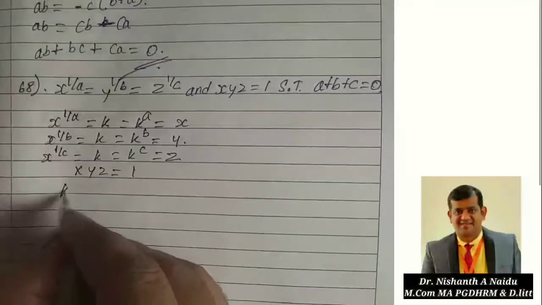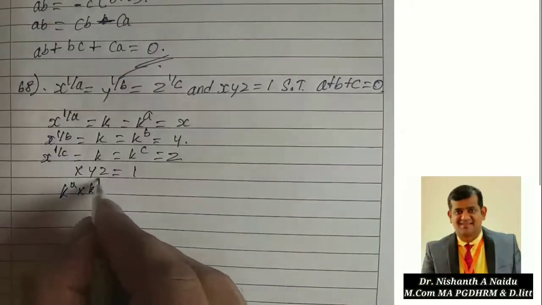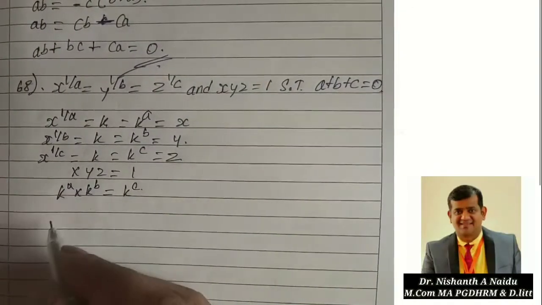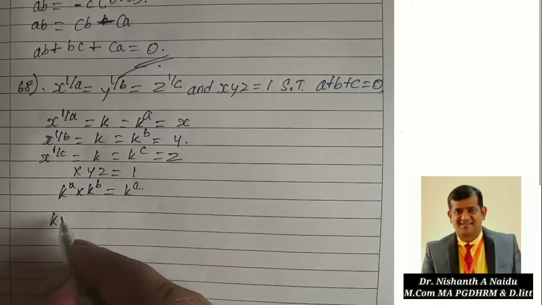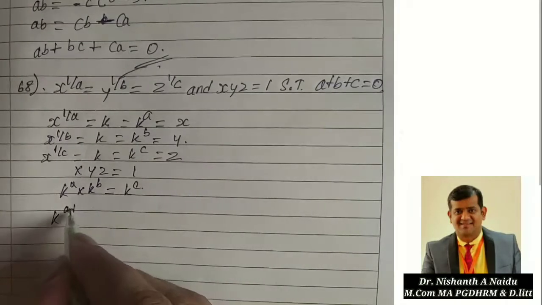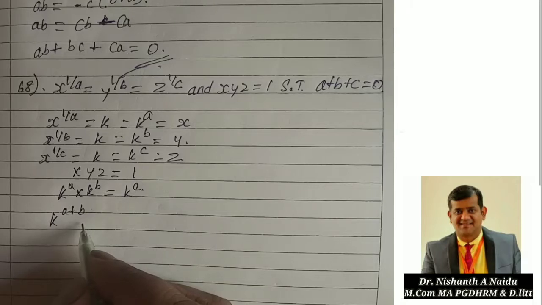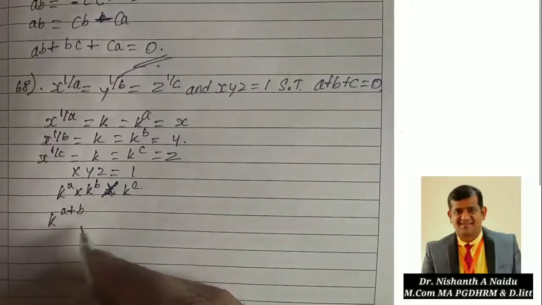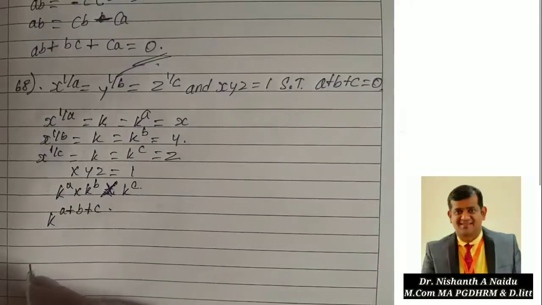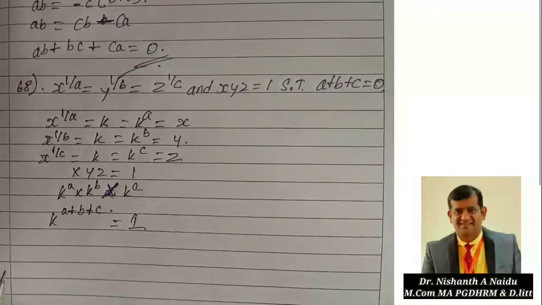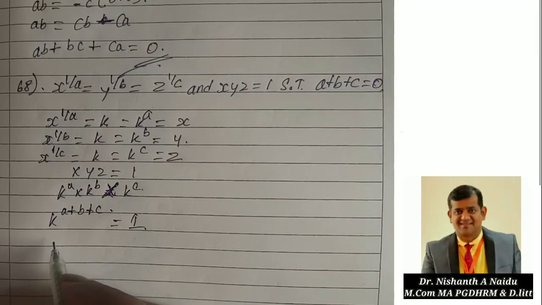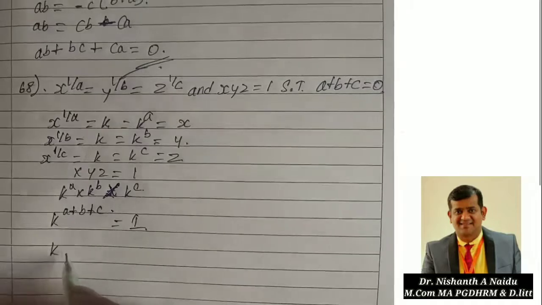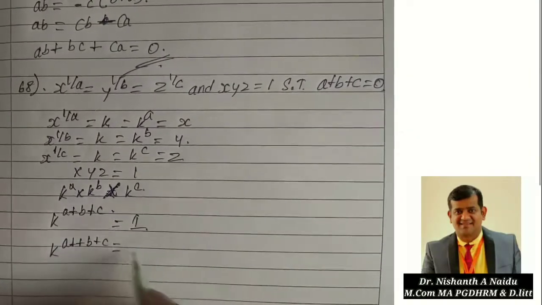So now what is the value of x? k to the power of a into k to the power of b into k to the power of c equals 1. When bases are same, powers can be added, okay? So k to the power of a plus b plus c is equal to 1, which is k to the power of 0, so a plus b plus c is equal to 0.